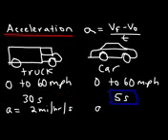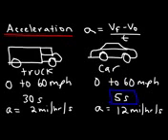Now the acceleration of the sports car: the change in velocity is 60 miles per hour, divided by 5 seconds. 60 divided by 5 is 12. So it's 12 miles per hour per second.